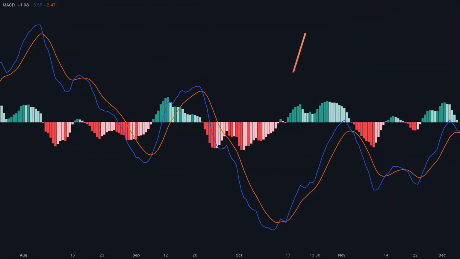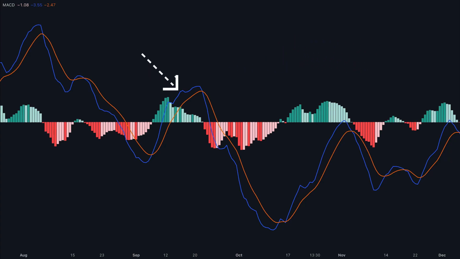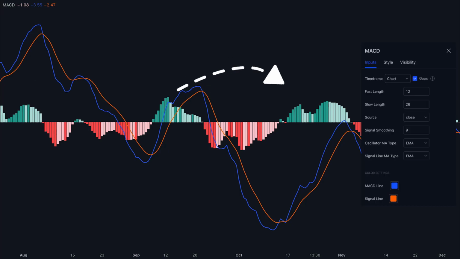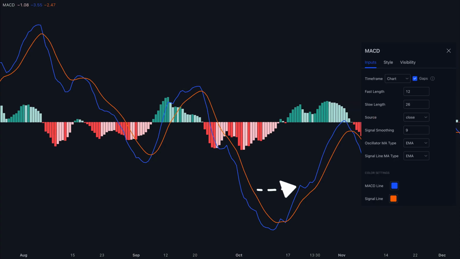The MACD has 4 components: the MACD line, the signal line, the histogram, and the zero line. The MACD line, here the blue line, is usually the difference between the 12 and 26 period exponential moving averages. The signal line, here the orange line, is the 9-period moving average of the MACD line.